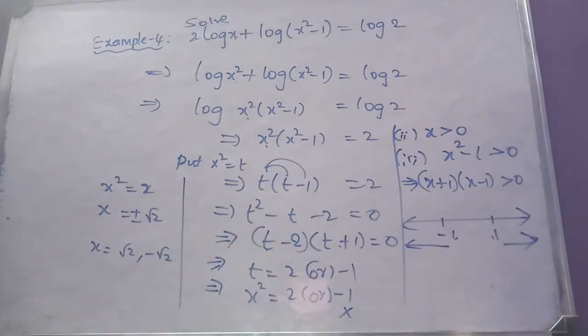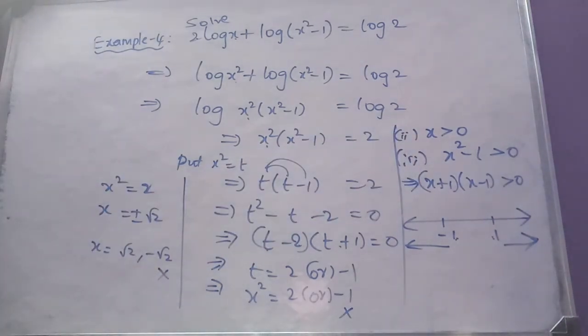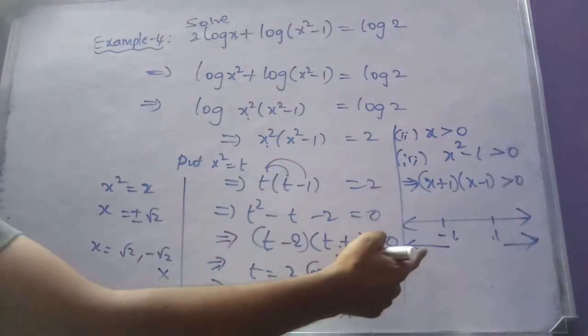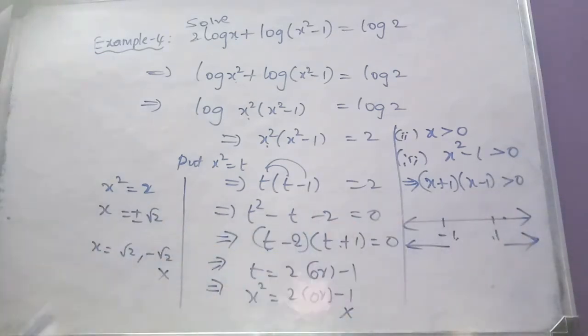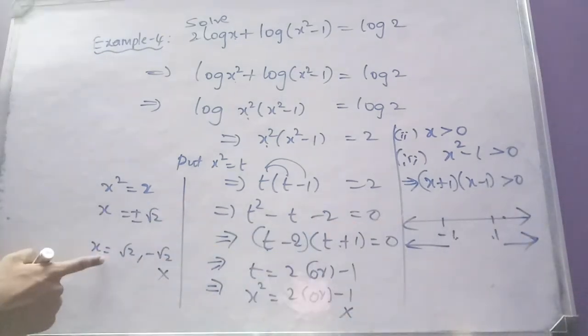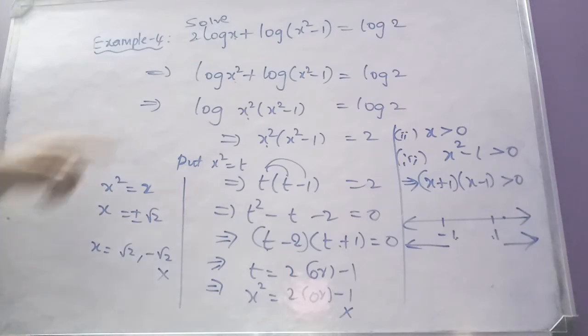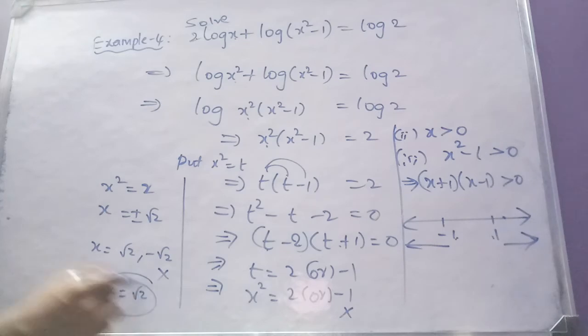So observe that according to x greater than 0, you should not take x is equal to minus root 2. And root 2 is present in this inequality also and in this inequality also. Root 2 will come somewhere here. So therefore the only solution of this equation is x is equal to root 2.